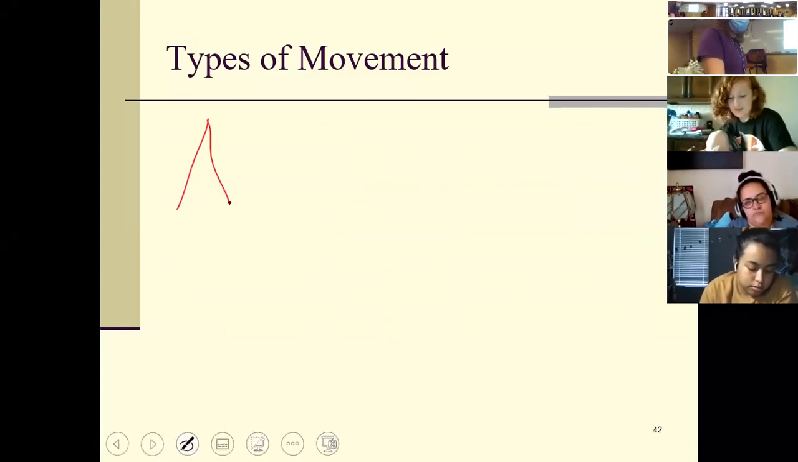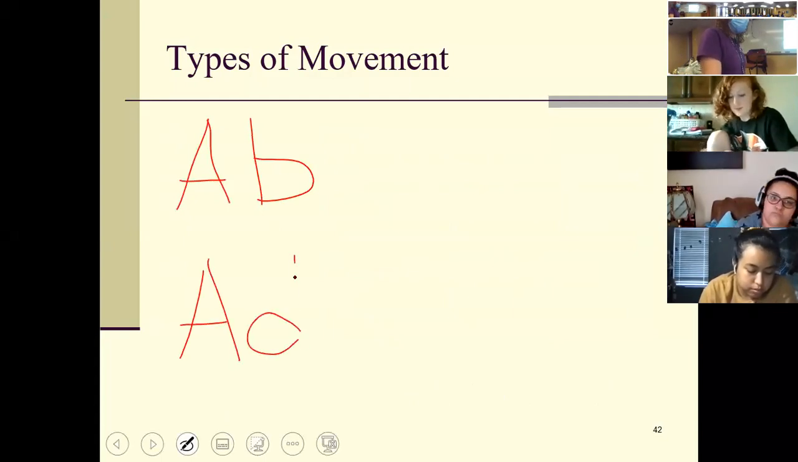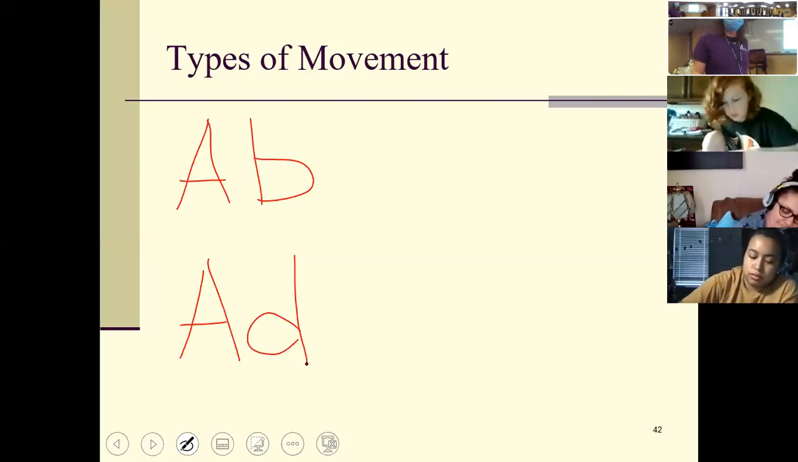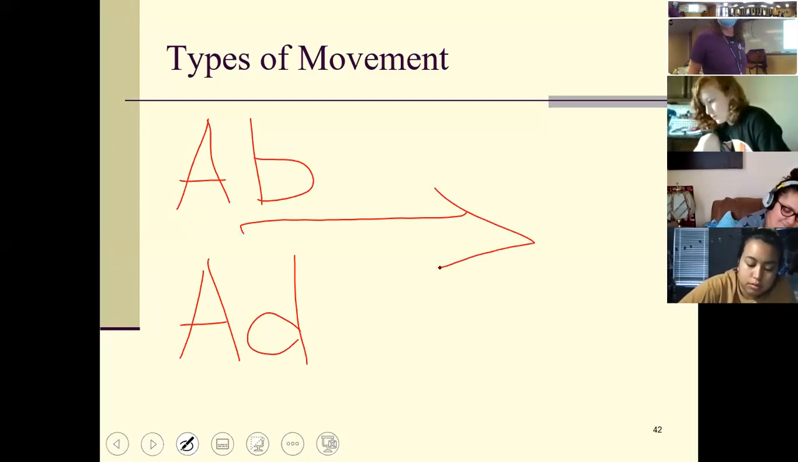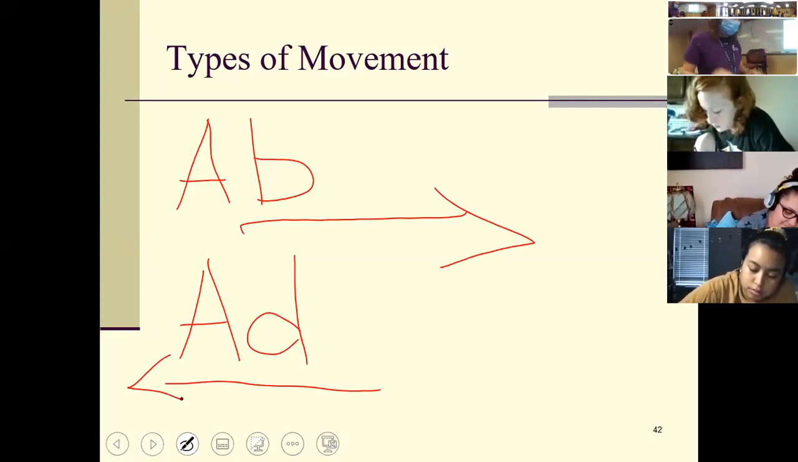All right, so we have ab and add. One means away from, one means towards. If I look at the letter B, what direction is it facing in relation to the A? And when I look at the letter D, what direction is it facing in relation to the A? What does ab mean? Add. There you go.